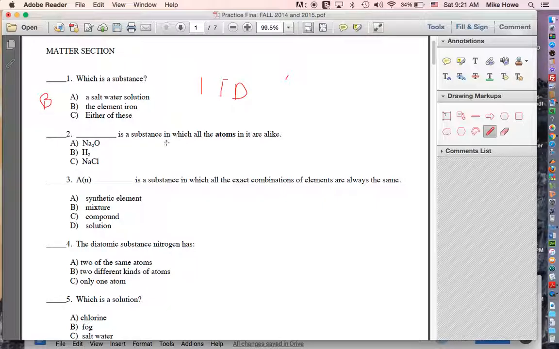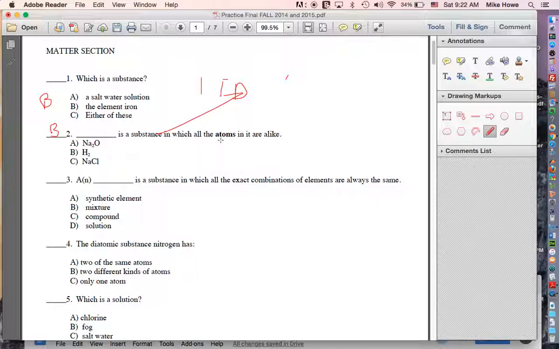Now a substance, what did we just say a substance was? It's something with one ID. So all the atoms are alike. If you look at these three choices, you can see that sodium and oxygen are different elements, so they don't have atoms that are alike. And hydrogen is the same thing, H and H, so those atoms are alike. And Na and Cl are different elements, so the answer would be B.